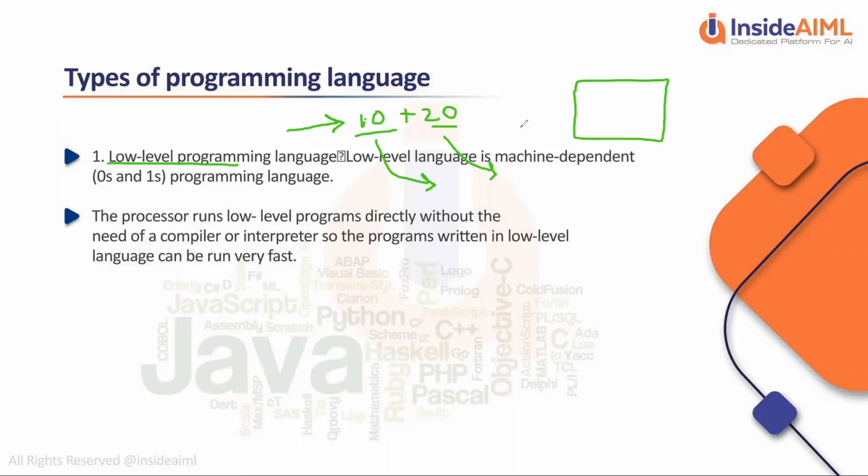So again, these low-level programming languages were machine dependent. So based on your system configuration, whether it is of 32-bit, whether it is of 16-bit, you used to do this binary conversion and store the values. And after that, you have to find out the binary equivalent of this plus as well.